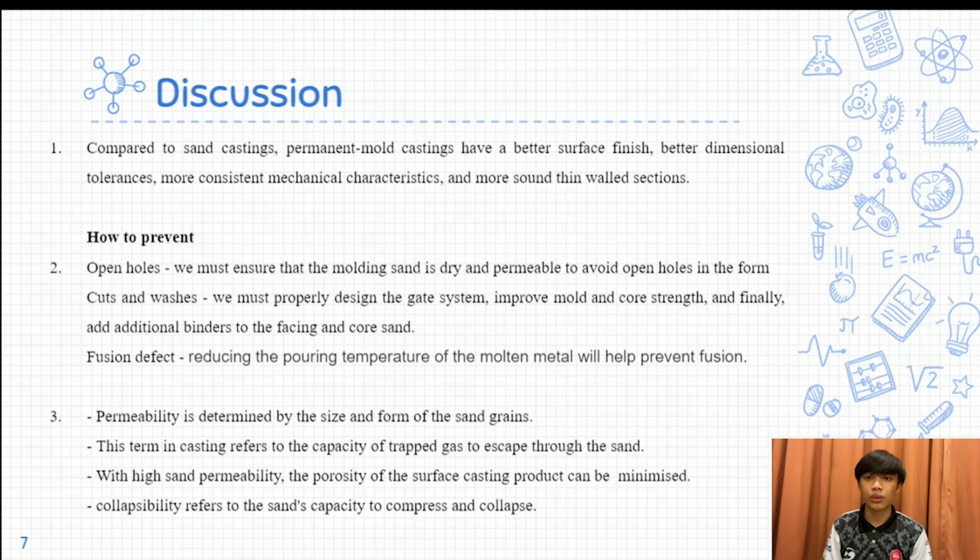Collapsibility refers to the sand's capacity to compress and collapse. This measurement is used to compress the sand more accurately so that we can obtain a flawless form of mold. That's all from me. Thank you.